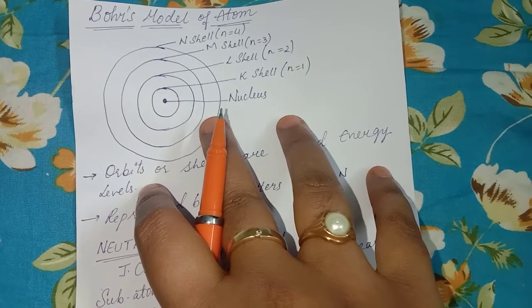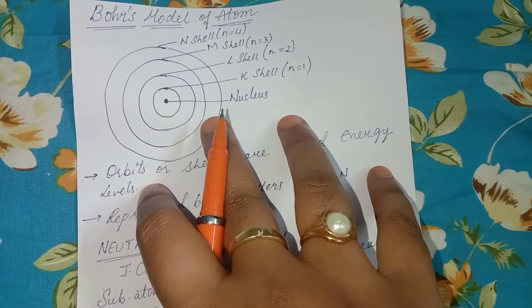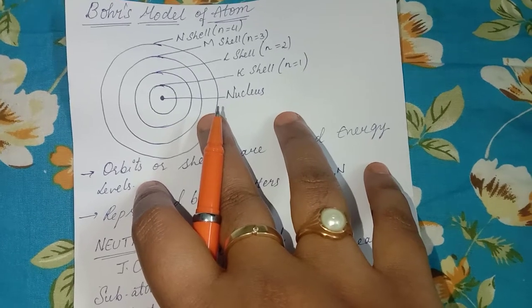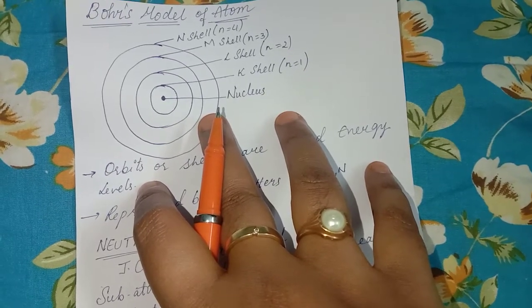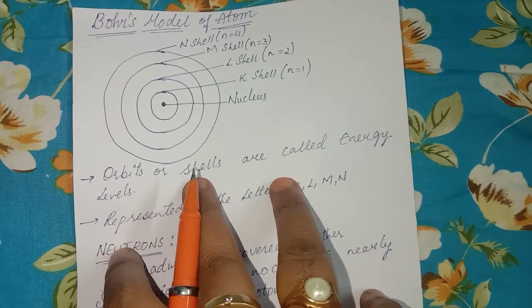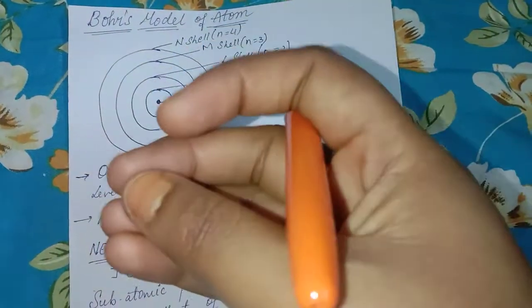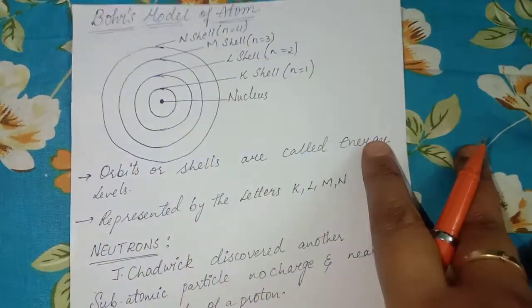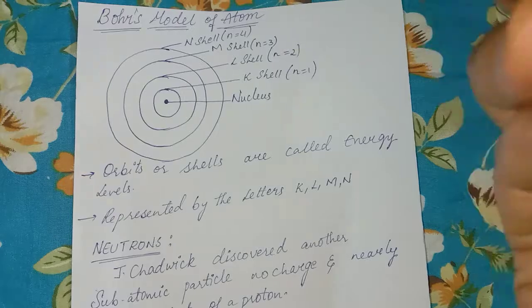Niels Bohr was born on 7th October 1885. He was appointed as a professor of physics at Copenhagen University in 1916. He was born in Copenhagen, and he received a Nobel Prize for his work on the structure of an atom in 1922.